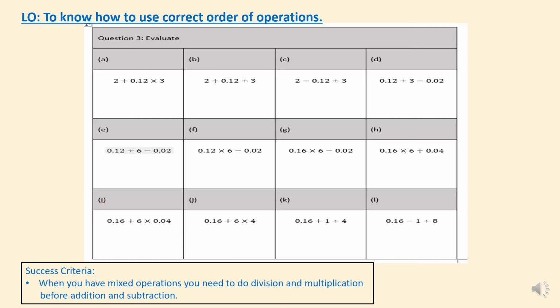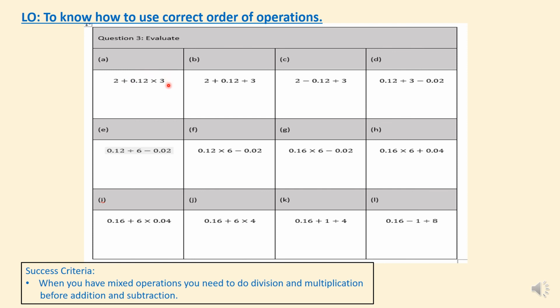Now for the last practice exercise, as you can see, it's again the same thing. So let me just show you the first one, for example. Exactly the same thing. You have addition and you have multiplication, and you know multiplication comes before addition. So you need to start from this 0.12 times 3 first. So you need to do this bit first, and you know how to times decimal numbers.